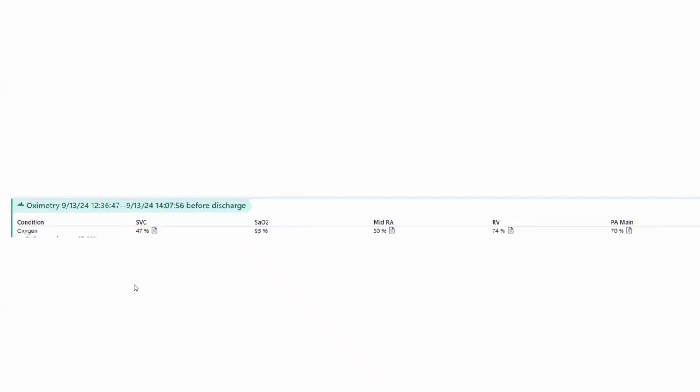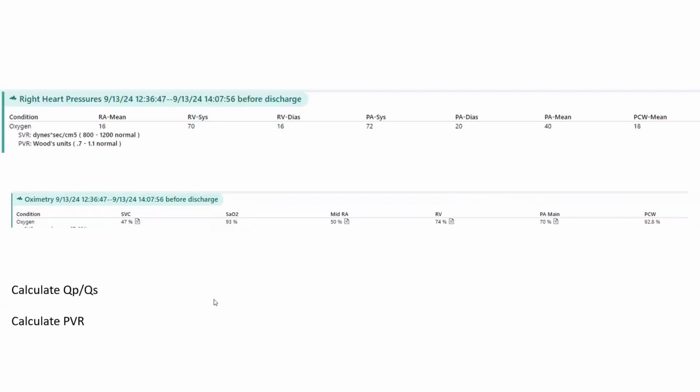So after looking at those numbers, we also did a full oximetry run, and the RA sat, mid RA, was 50%, the RV was 74%. So the step up was mainly at the RV level, and therefore the shunt is either at the low RA level or at the RV level. So looking at this, I want you to do two things. Calculate to me the QP-QS ratio and calculate the PVR.